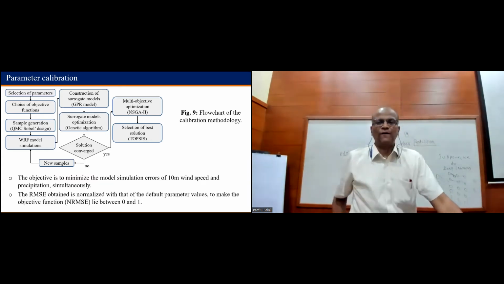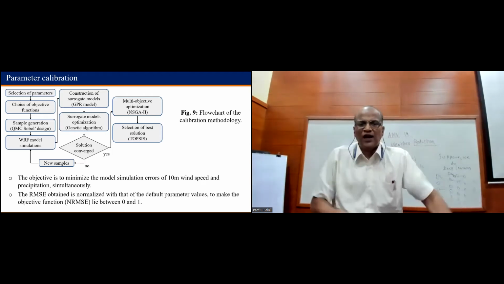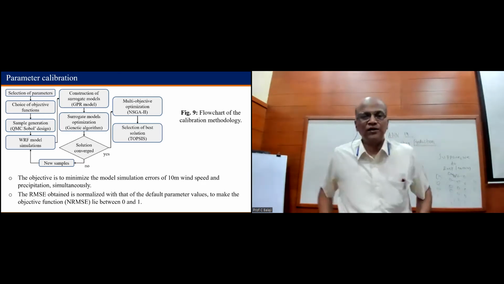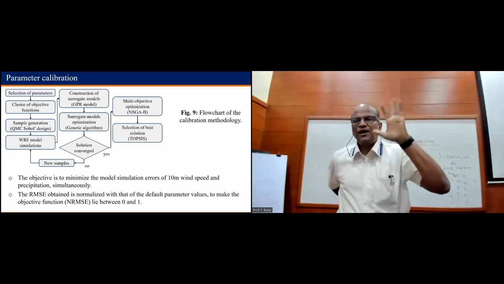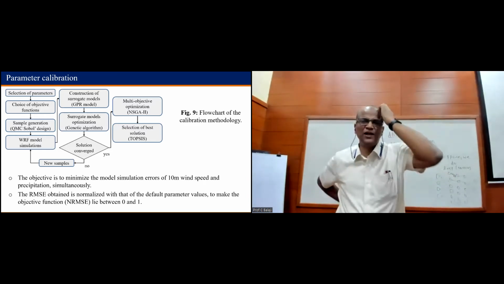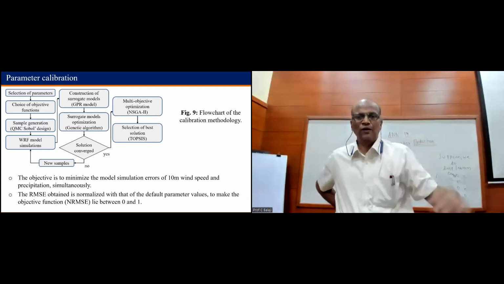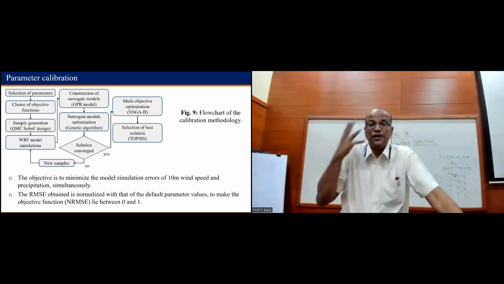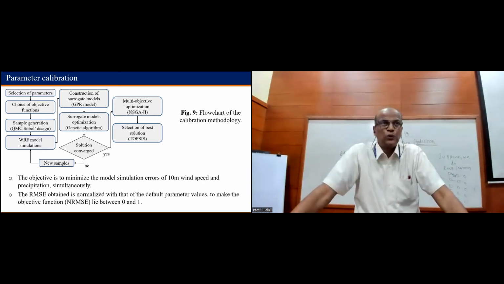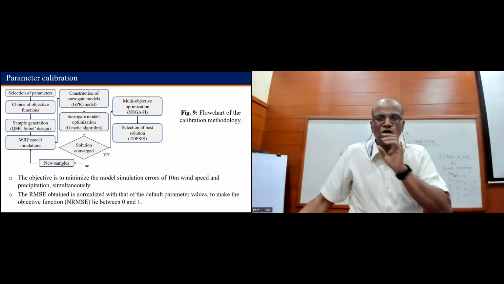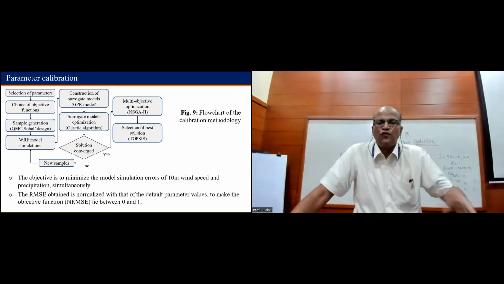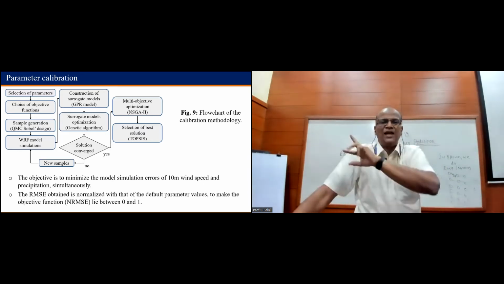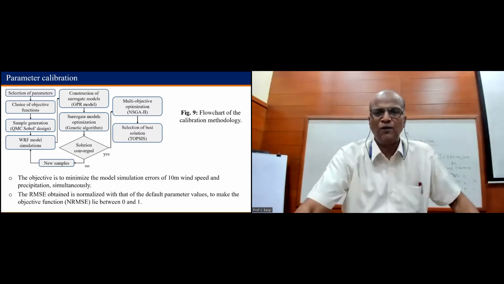Okay. So now we set the goal as, what is the time now? 5:10. The objective is to minimize model simulation errors of 2 critical quantities. 10-meter wind speed, because the 10-meter wind speed gives an idea of the intensity of the cyclone, and the precipitation simultaneously. Precipitation, rain is of fundamental interest to us. So the RMSE obtained is normalized with respect to that of the default parameter values to make the objective. So we put normalized RMSE, NRMSE, to lie between 0 and 1.